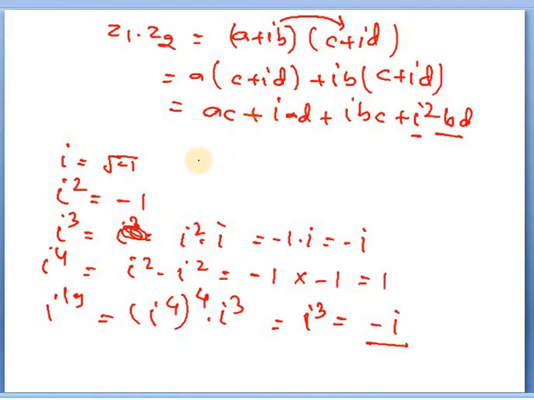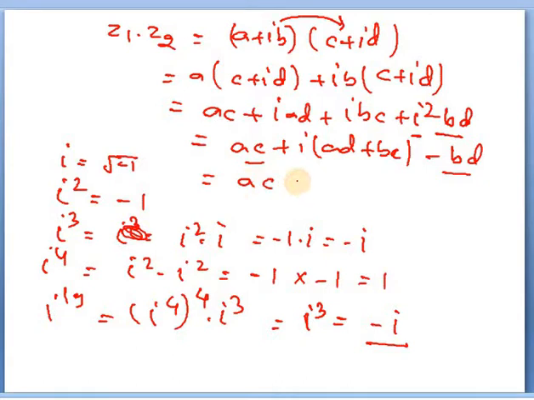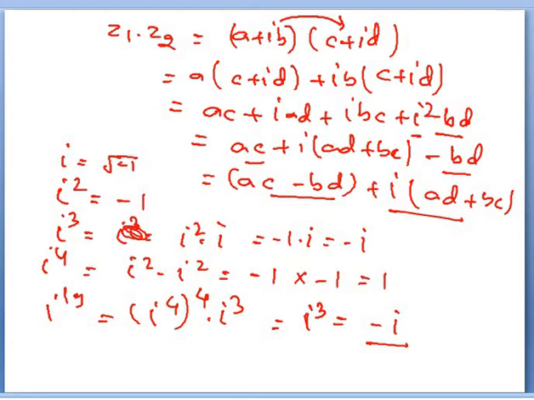Now this is like a plus c, so we can segregate. We'll write here a plus c. i, we can take common for these two terms, so we can write like this: i square is -1, so minus bd. Now these two are real terms, so we can write here ac minus bd. This is the real part of the complex number, and this is the imaginary part of the complex number. So this is how we multiply two complex numbers.